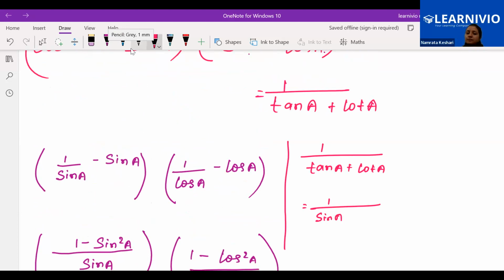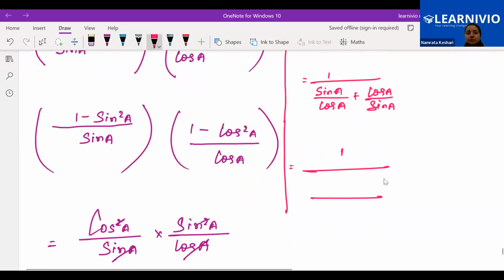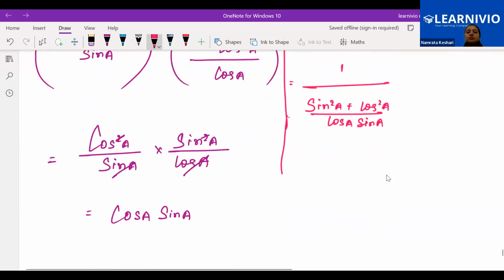Sin by cos, cos by sin. Then what will be the LCM for the denominators part? Cos A sin A. And what will be there in the numerator of it? Sin square A plus cos square A. Perfect. That is just one, right? Yes, ma'am. So 1 by sin A cos A.